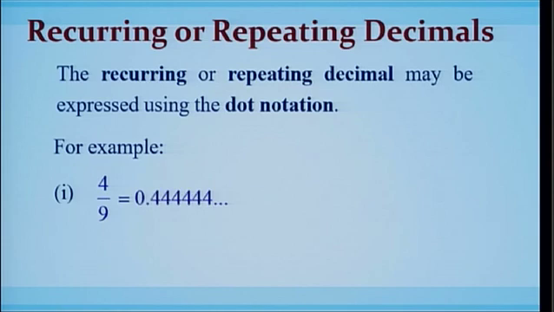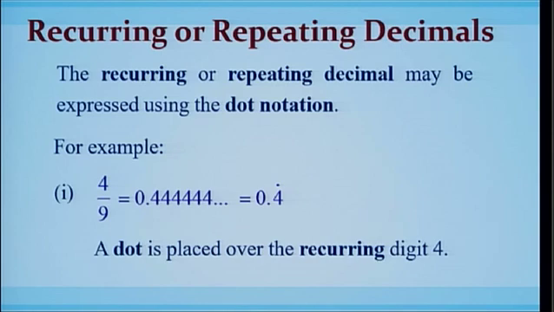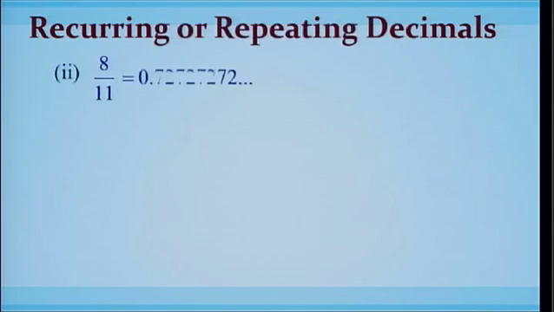That is, 4/9, if you perform the long division, you're going to have 0.4444 and so on. But you will ask yourself, how many 4s should we write? Instead of writing all these 4s, you can write simply 0.4, but with a dot above the number 4. A dot is placed over the recurring digit. That is, the digit that will repeat itself, we just put a dot above it. This is another example, 8 over 11. But here, we are going to have 0.72, 72, 72, and so on. That is, both the numbers 7 and 2 are going to repeat themselves in a pattern. So you're going to put a dot on both number 7 and 2.